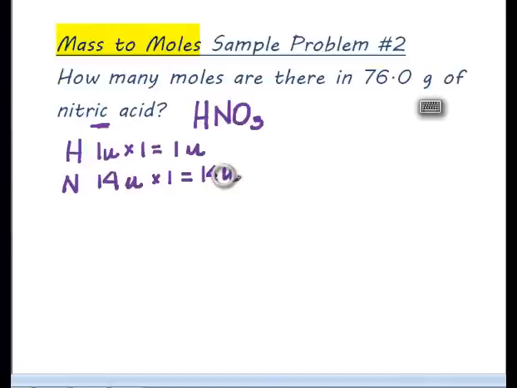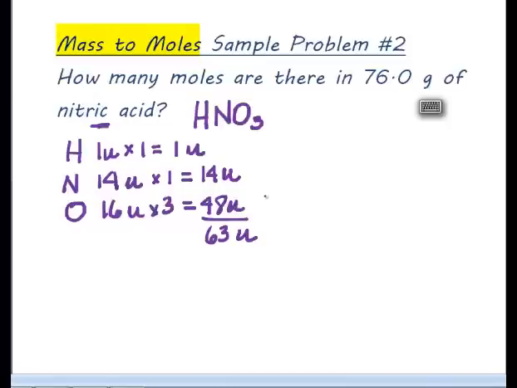Lastly, oxygen. Hopefully by now you're starting to remember that oxygen has a mass of 16 AMUs. The subscript indicates it appears 3 times in this compound, so that's a total of 48 AMUs from oxygen, and our total mass is 63 AMUs. 63 AMUs is the mass of one molecule of nitric acid. We're not interested in a single molecule. We want the mass of a mole.